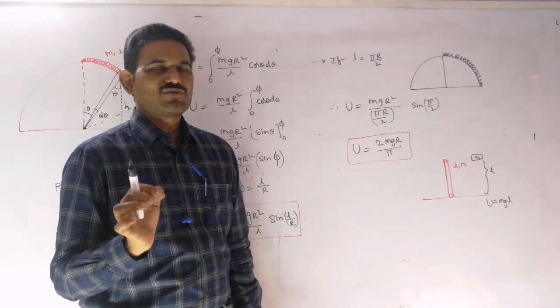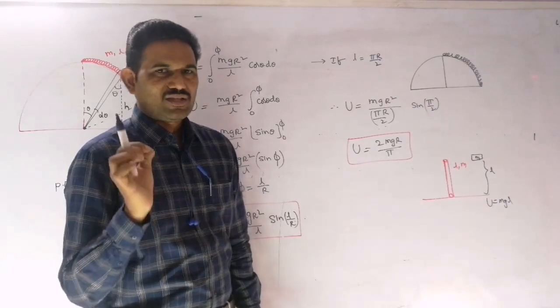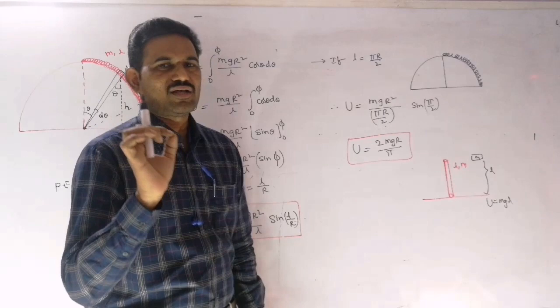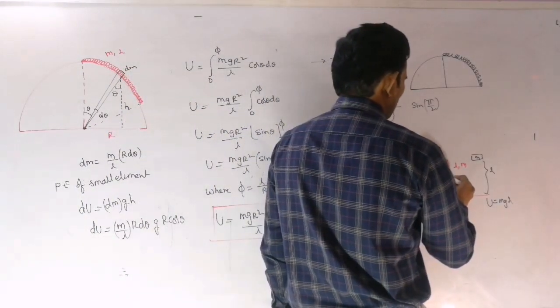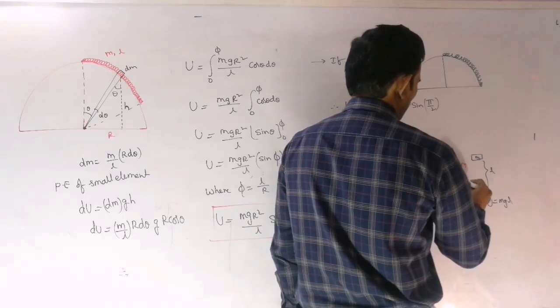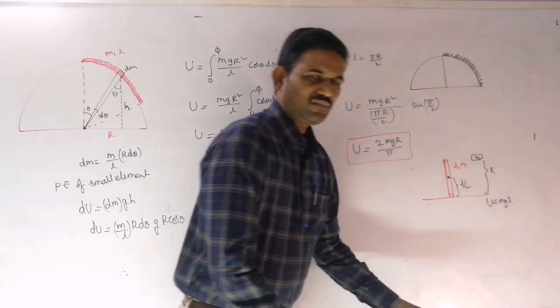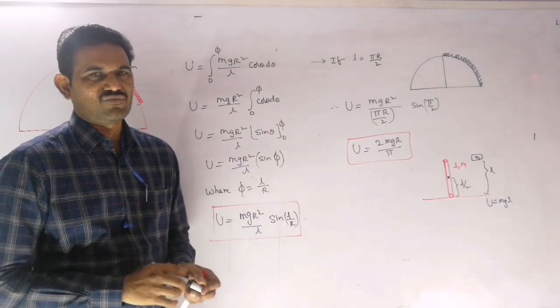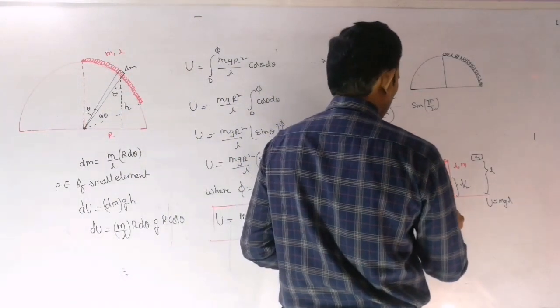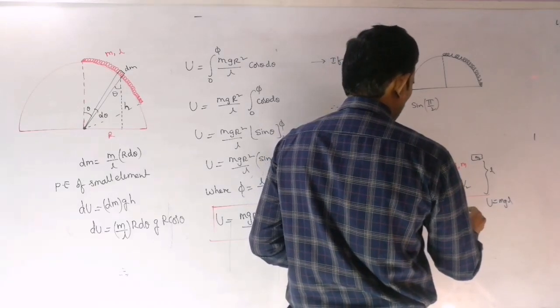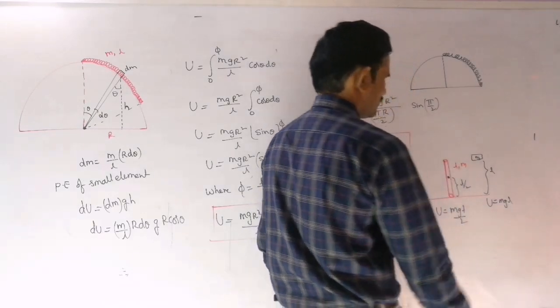For such objects only, we need to consider the height of the center. The height of the center is at a distance of L by 2. That is nothing but what we call the center of mass. So we need to consider the height of the center, which here is L by 2. Then the potential energy of this rod we need to write as mg L by 2.